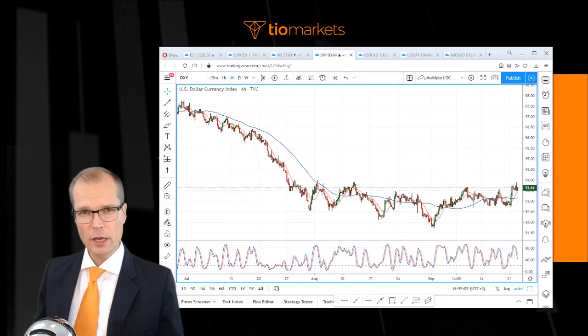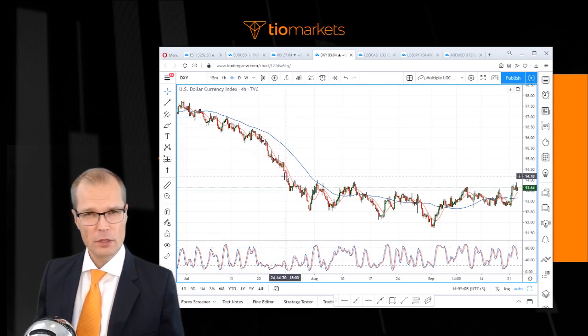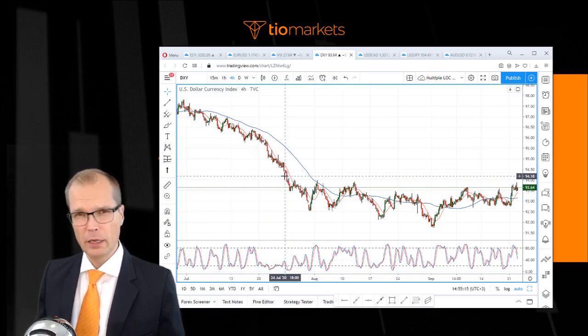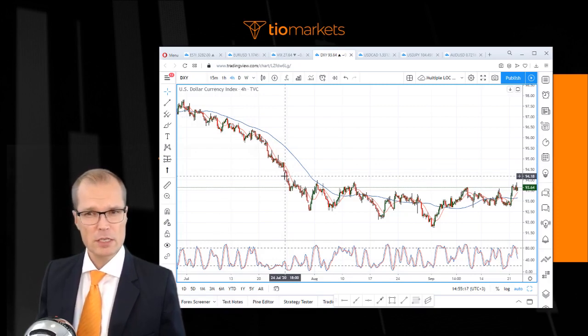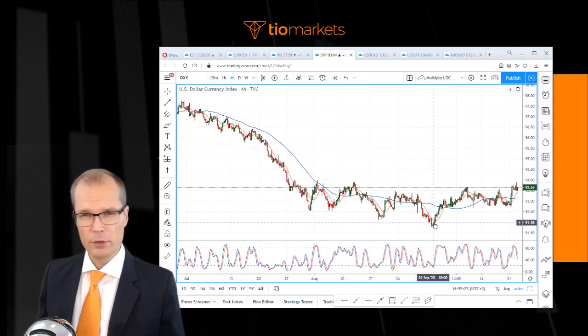Okay, so here we have the dollar index in the 4-hour time frame. So when this moves down, the Euro USD moves up. Euro USD is the biggest, the weightiest currency pair in this basket of currencies that the dollar index is based on. So whether this moves up or down, Euro USD is likely to move in the opposite direction.